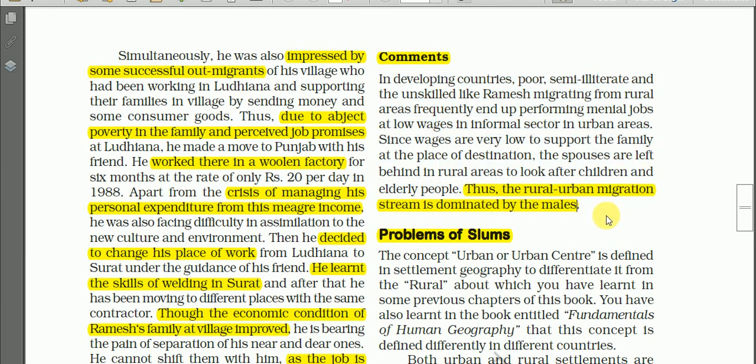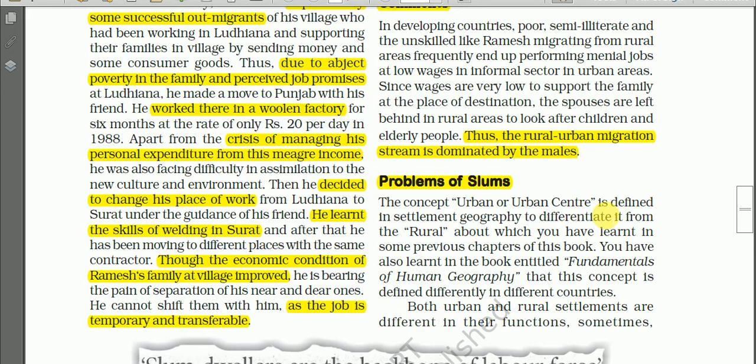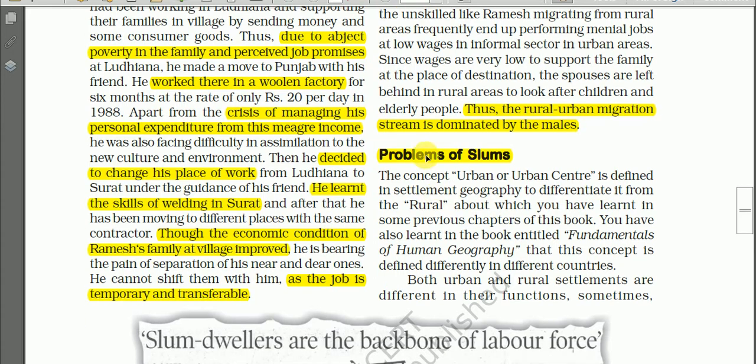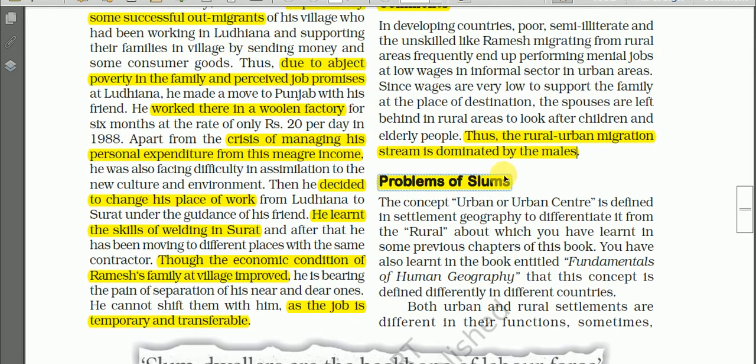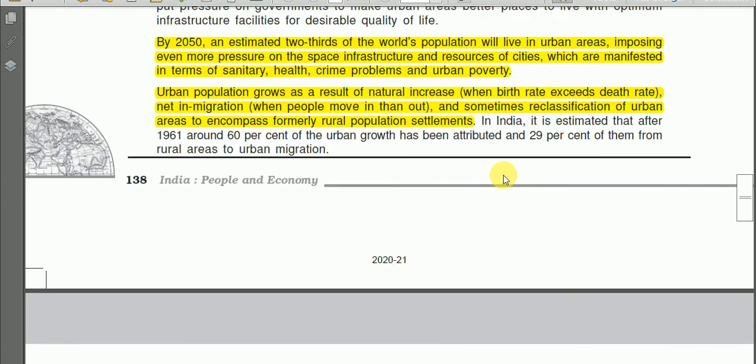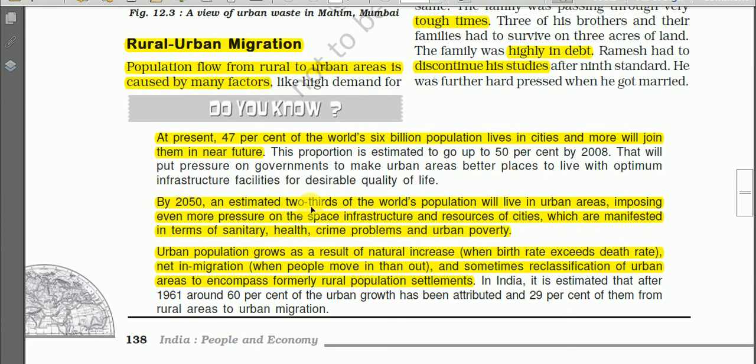And next we have these problems of slums, okay. This we have learned in your textbook, Fundamentals of Human Geography, okay, in chapter 10. And now what are the problems of slums in India? Let us read. Before we proceed, here in the box some important information is given, okay. So let us read. At present, 47% of the world's 6 billion population lives in cities, and more will join in the near future.